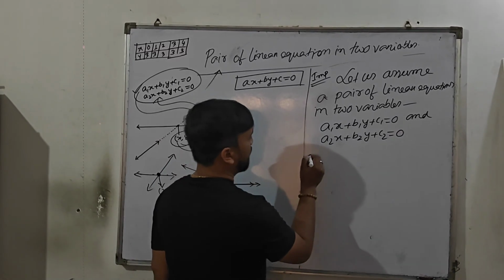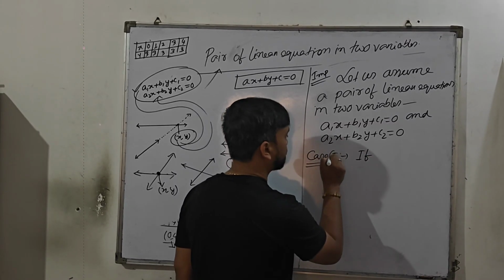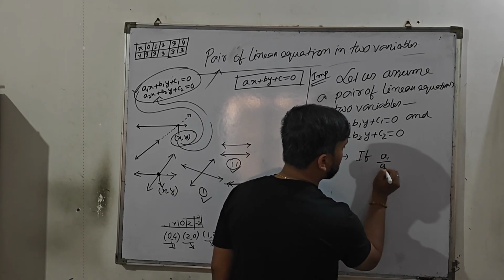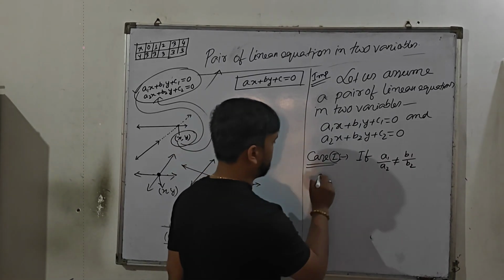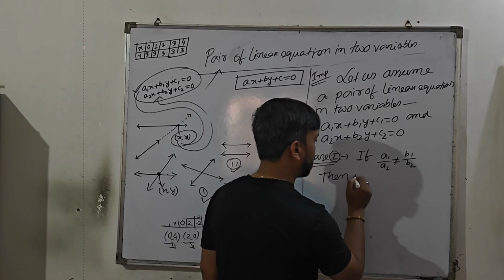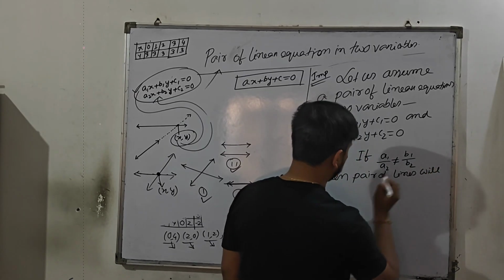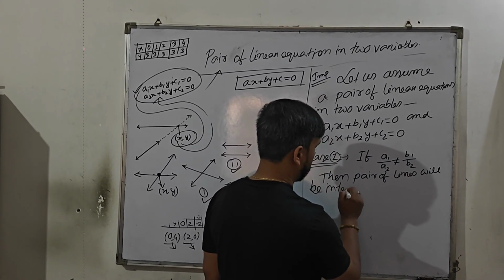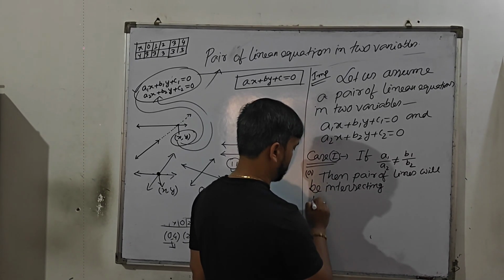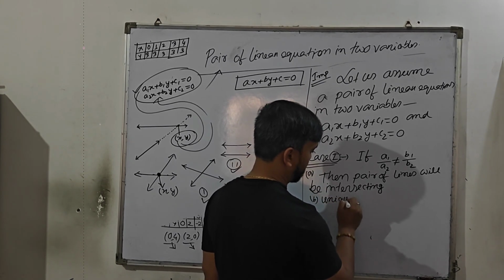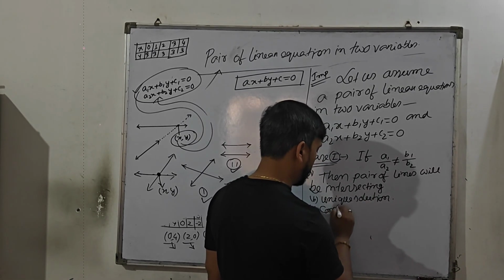Now case 1: if a1 by a2 is not equal to b1 by b2, then the pair of lines will be intersecting, with a unique solution, and it is consistent.